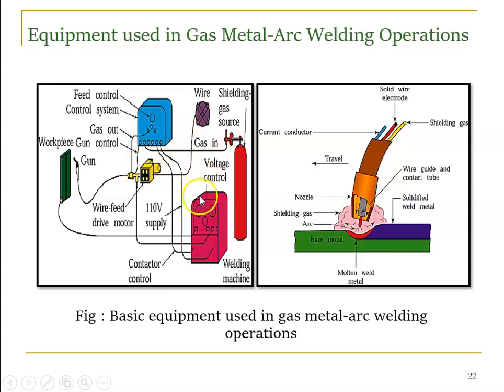If you start the machine, the wire is fed and the workpiece is held. If you pass electricity, the gun gets its arc. The wire is then transferred as metal droplets, spray or globular, and deposited over the workpiece. This is what gas metal arc welding.